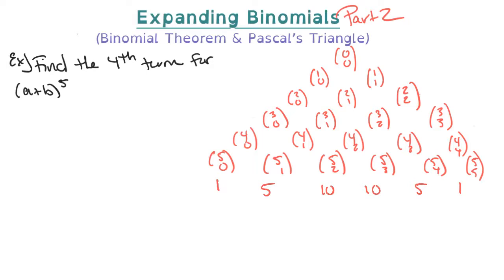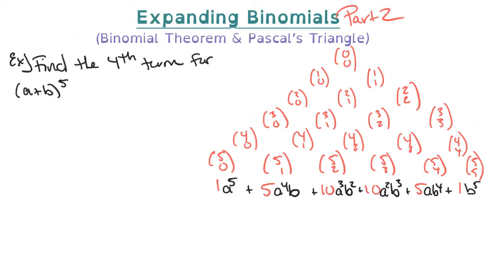And we went, let's see, a to the fifth, b to the 0, a to the fourth, b to the 1, a to the third, b to the 2, a to the 2, b to the third, a to the 1, b to the fourth, and finally 1 b to the fifth. And we had addition signs everywhere.